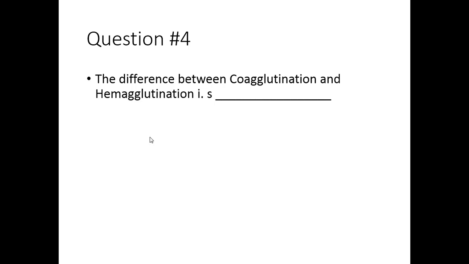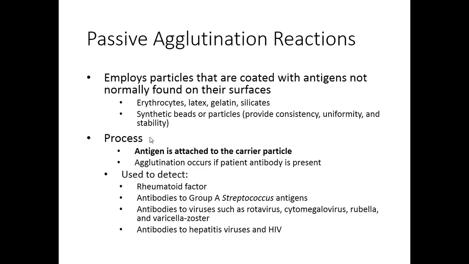Question 4 for us. The difference between co-agglutination and hemagglutination is, that shouldn't be I period, S period. What's the difference? They're referring to what the carrier particle is, right? The carrier particle for co-agglutination is what? Yes, it's a bacteria. And the carrier particle for hemagglutination reactions is red blood cells. So the difference between them is the carrier particles: co-agglutination is bacterial, and hemagglutination is red blood cells.